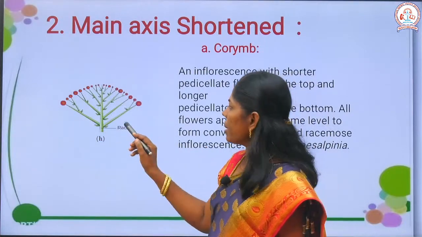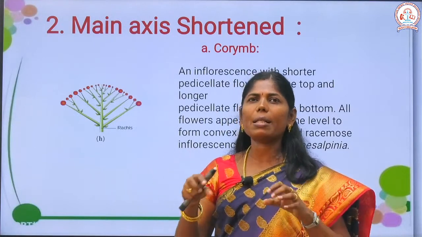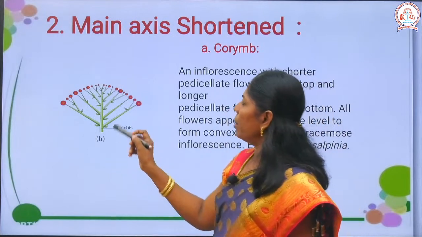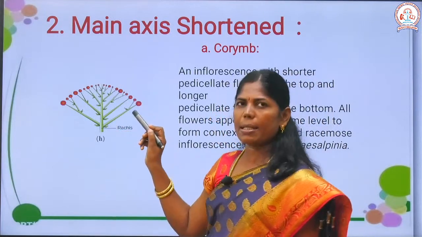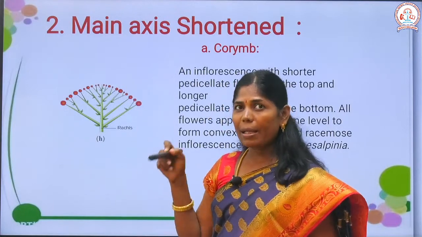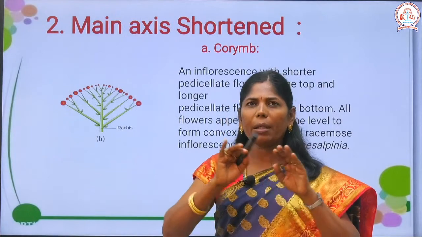So this is your main rachis. From the main rachis, each and every rachis is a simple corymb. Here also it is the same thing: this is the main rachis. In the main rachis the basal regions are very long, and at the top the main axis is very short. They have to maintain a shape.